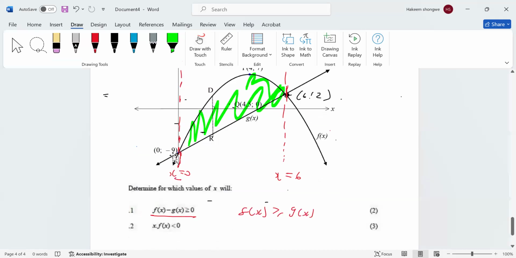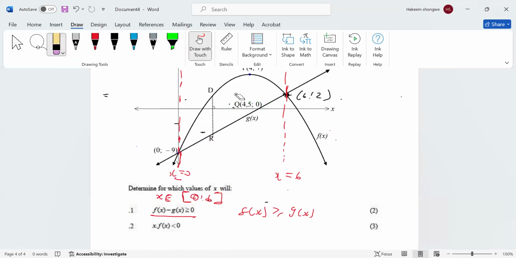Let's write. We're going to say x is an element, and then square bracket, 0 to 6. 6 is also included, so square bracket. Yes, square bracket. Perfect. Next: x multiplied by f of x less than 0.